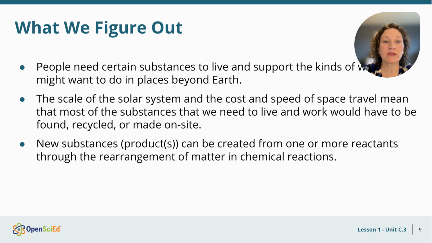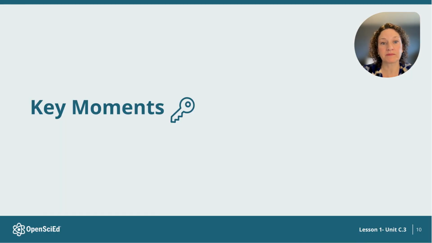So to summarize, we figure out that people need specific substances to live and work beyond Earth, but the vast distances and limits of space travel mean that these materials must be found or recycled or made on site. Chemical reactions allow new substances to be created by rearranging matter from reactants into products.